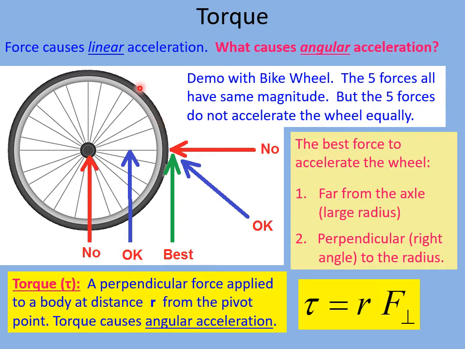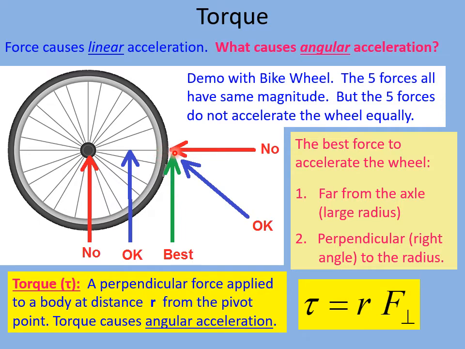So another demo that we could do here is, if we had a bike wheel, for example, we turn our bicycle upside down so the wheel can turn. We could experiment again by trial and error and find what is the best way to turn this wheel and get it to go fast. There are a couple things, obviously, that we wouldn't do. For example, we wouldn't want to apply the force right here at the axle. That will do nothing. Also, we wouldn't want to apply the force in this direction, in a radial direction, pointing towards the center, because that won't turn the wheel at all.